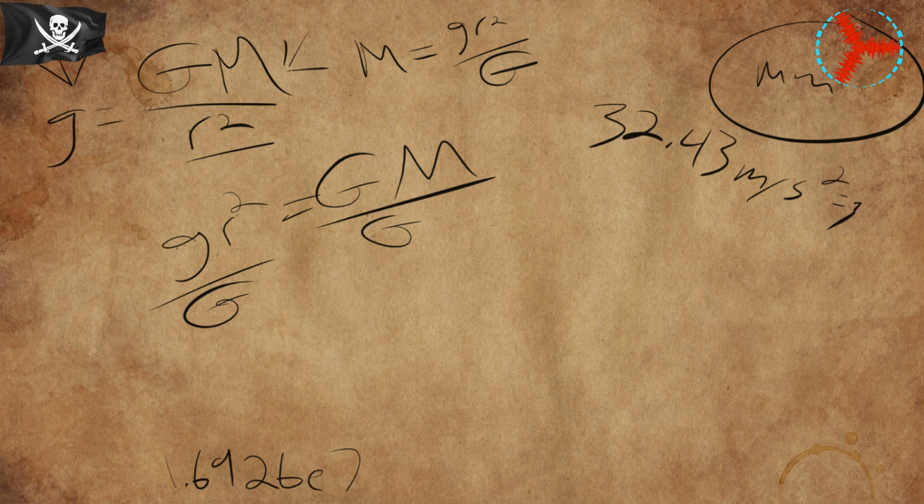We can now use Wolfram Alpha again, because lazy. Actually, it's not lazy. Okay, so what is it? It is mass equals g, which is 32.43 times 1.6926 E7 divided by... If I do G, will it know what G is? Newtonian gravitational constant. Yes, it does. I love Wolfram Alpha.